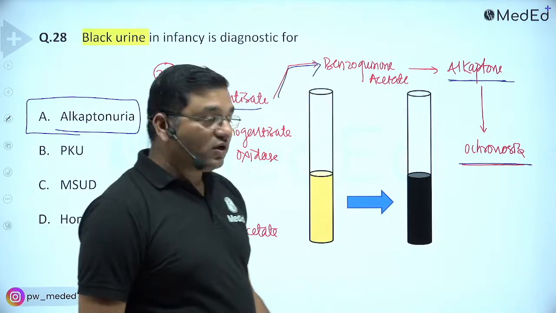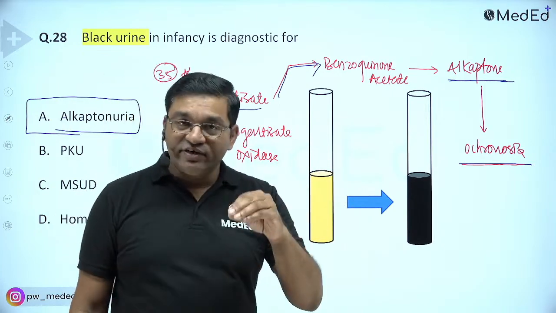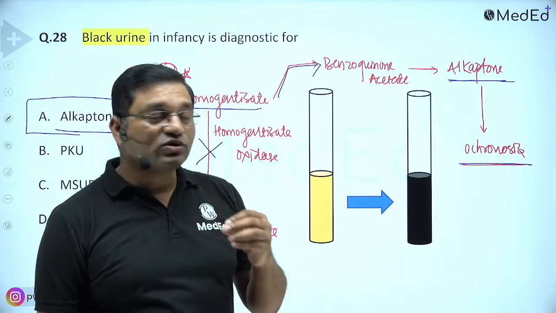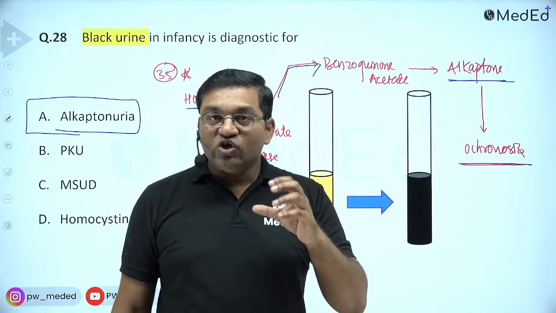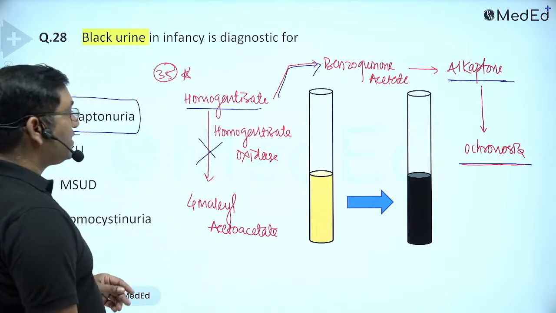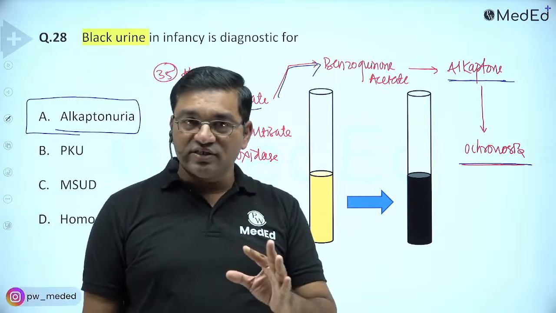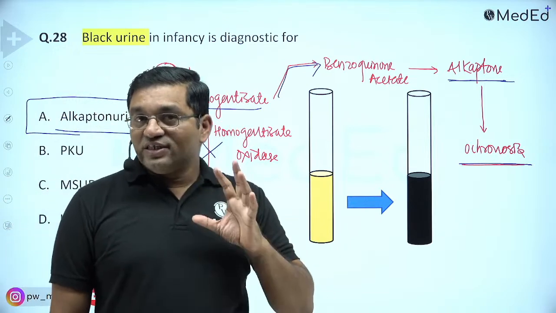Also, over a long period of time, there is deposition of this pigment in the intervertebral disc and many bones and joints. It causes arthritis in adulthood. As such, it is an asymptomatic condition and goes unnoticed in children.